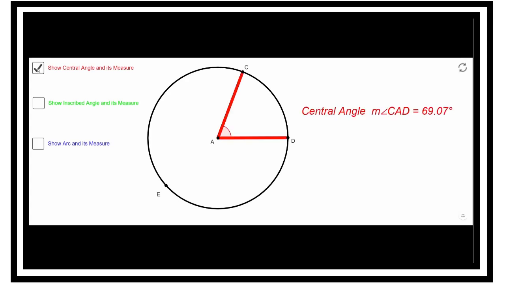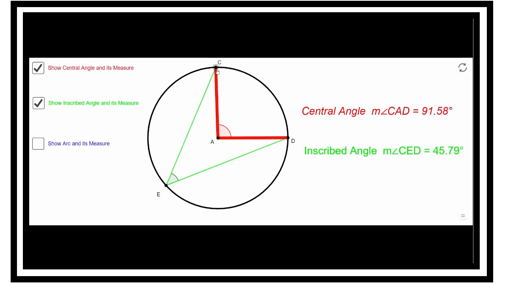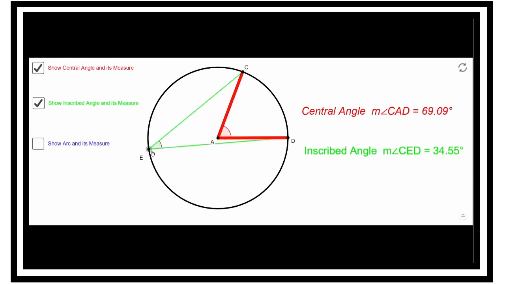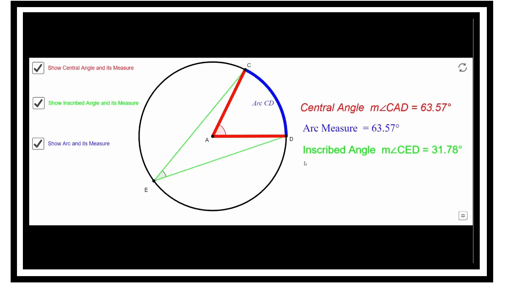A central angle and its measure. An inscribed angle and its measure. An arc and its measure.